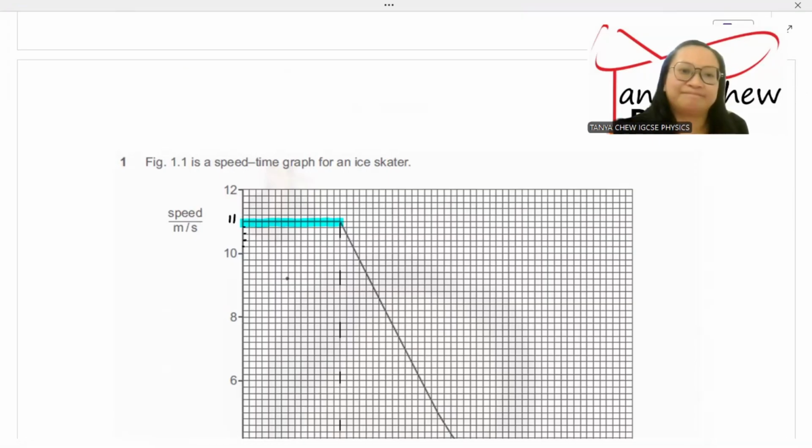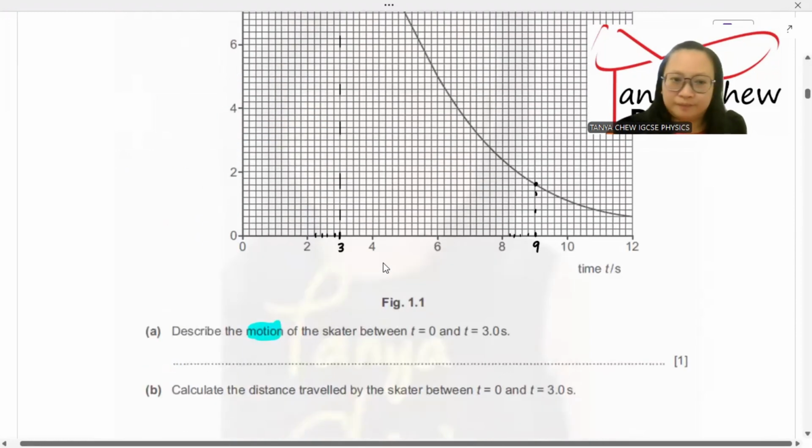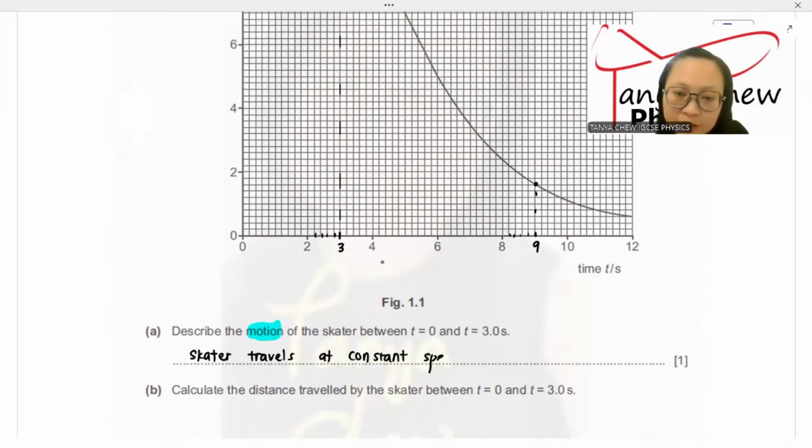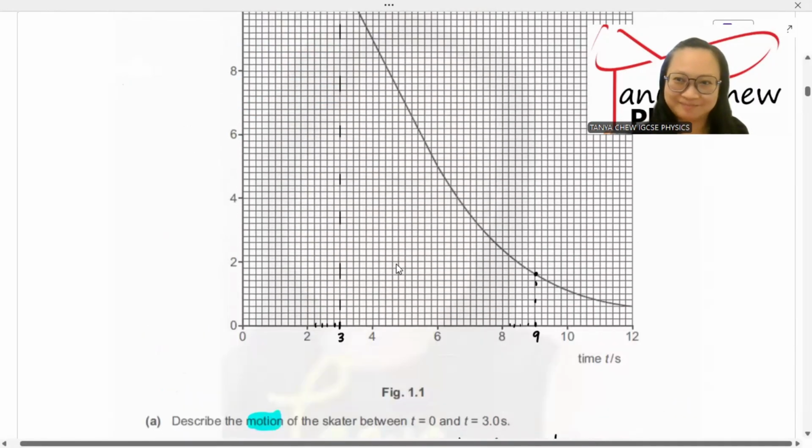This is 11. Now, the question only asks us to describe the motion, how the skater is moving. So I am going to say that the skater travels at a constant speed of 11 meters per second, if you want to be more accurate.